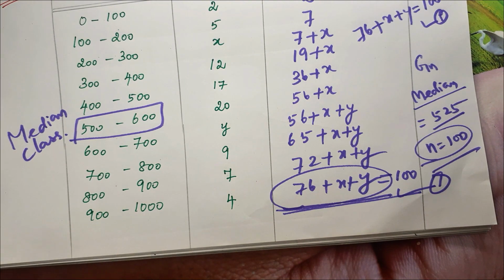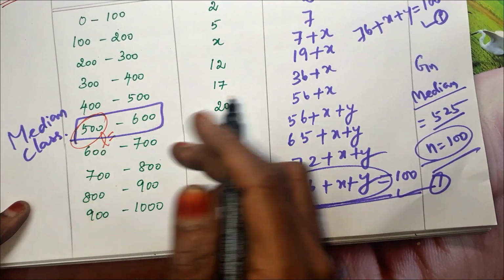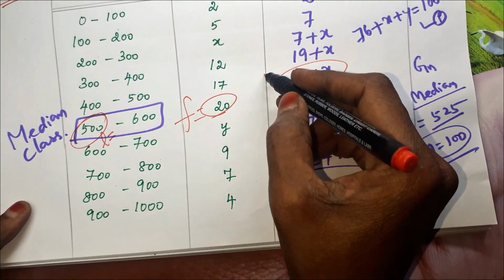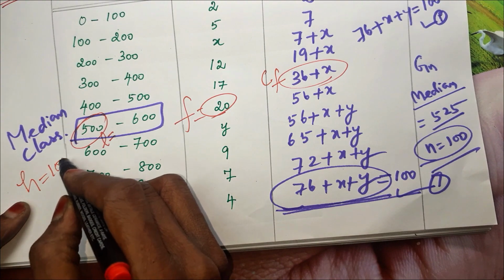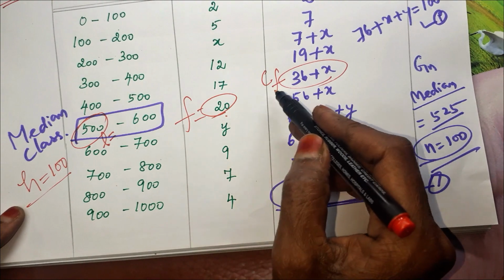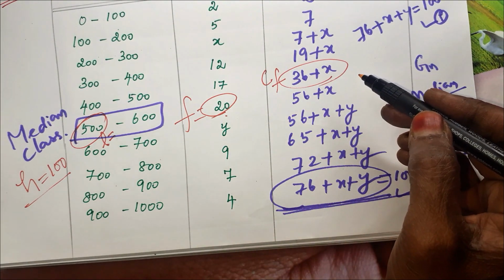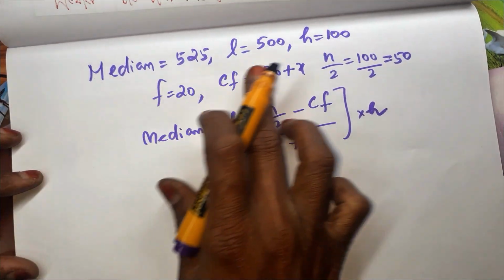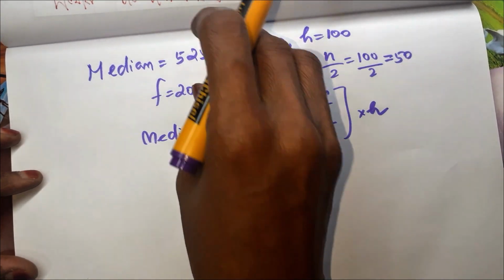In the median class, whichever value is the least known, that is L. So L is equal to 500. This corresponds to F and this corresponds to CF. What is H? H is equal to 100. So H is equal to 100, L is equal to 500, F is equal to 20 and CF is equal to 36 plus x. We are going to substitute everything in the median formula. I'm going to substitute everything here.